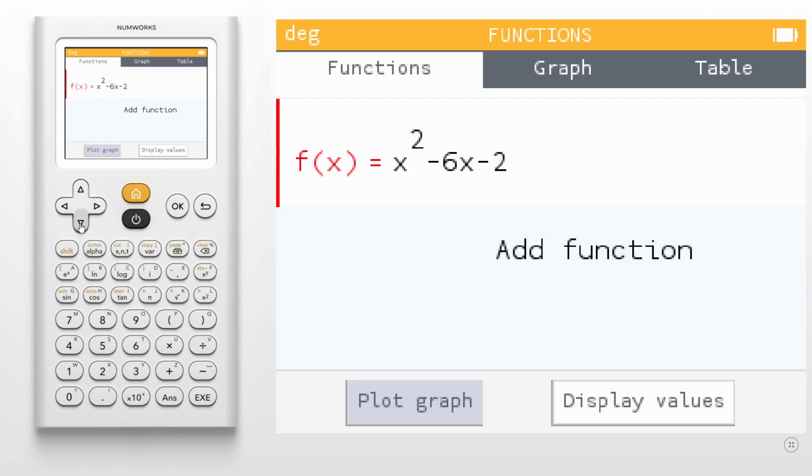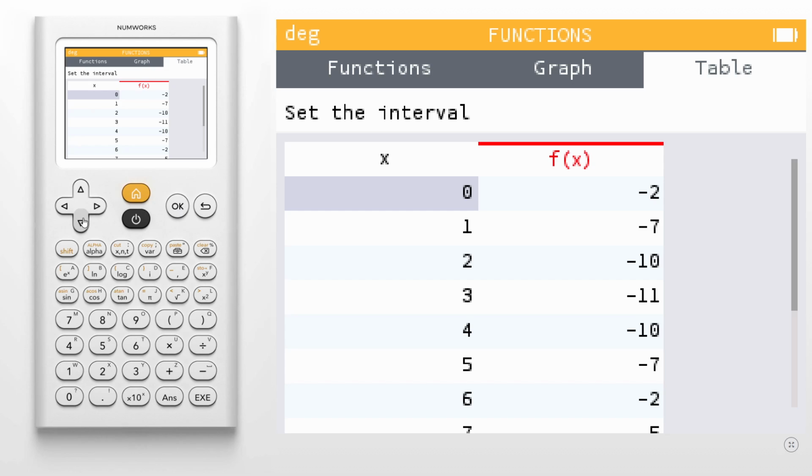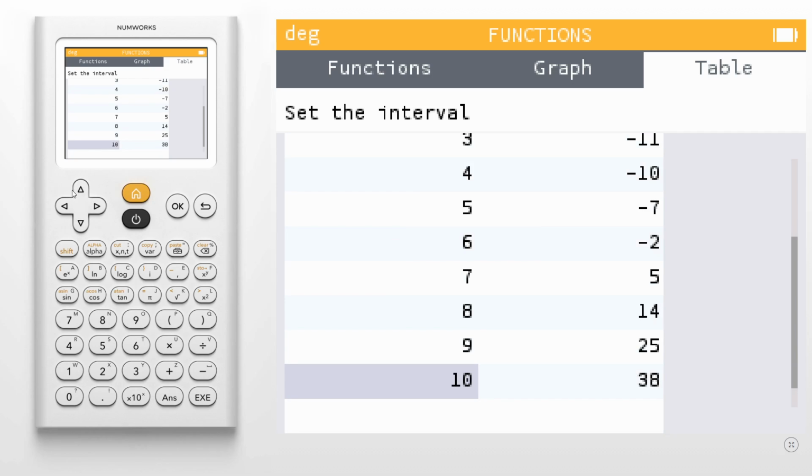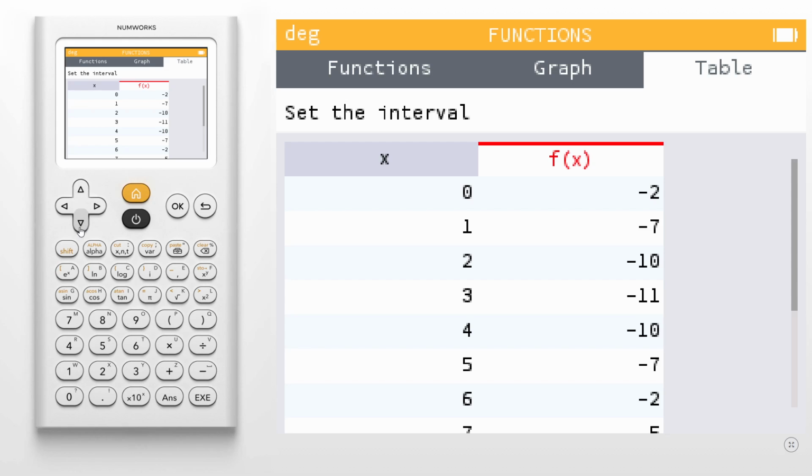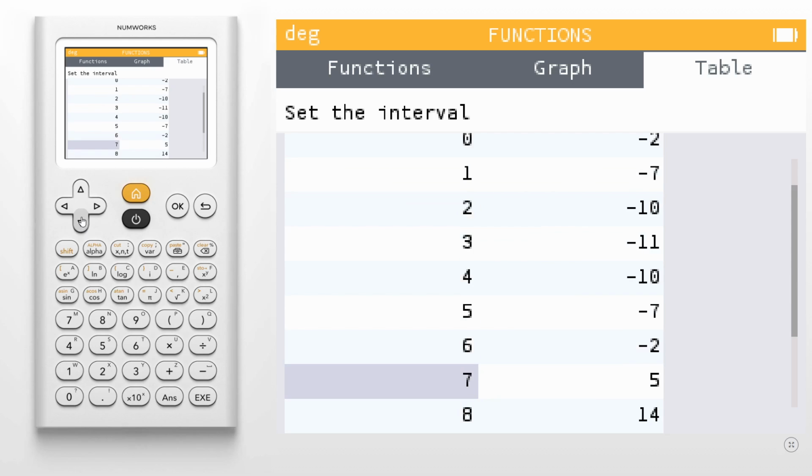We can plot the graph if we want to, but I'm not using the graph to actually find it. I'm using the table of values. So I'm going to go to Display Values and click OK. And you can see my normal value range isn't very helpful. What I'm looking for is changes in the y, or the function output, from negative to positive. And I can see I've got one here from between 6 and 7. It goes from negative 2 to 5.